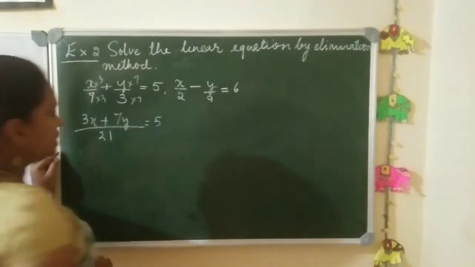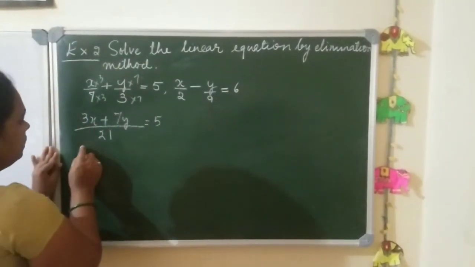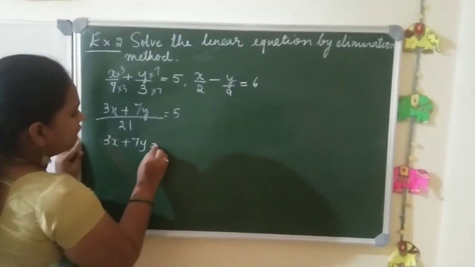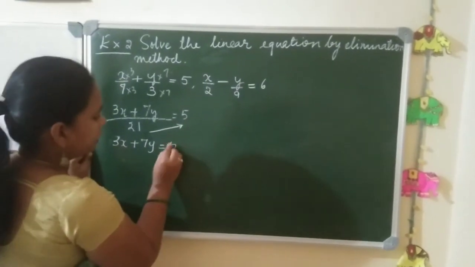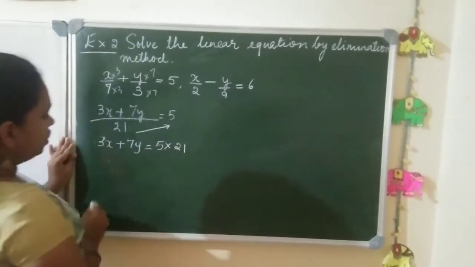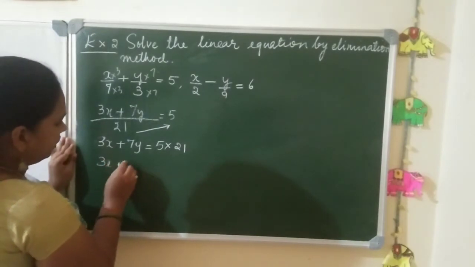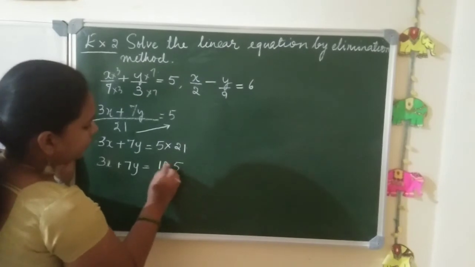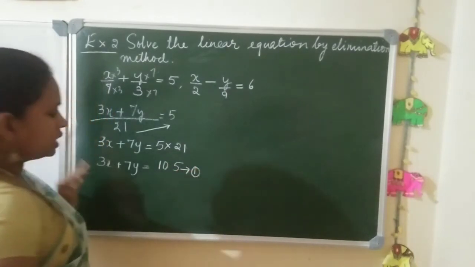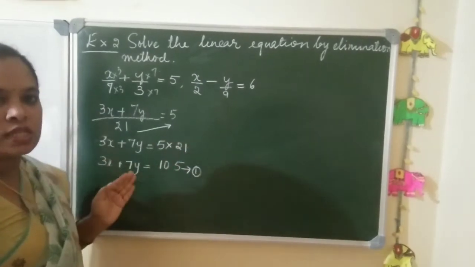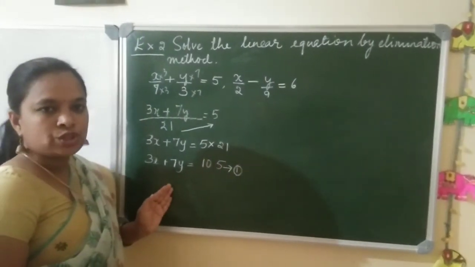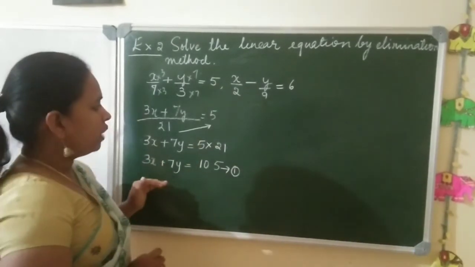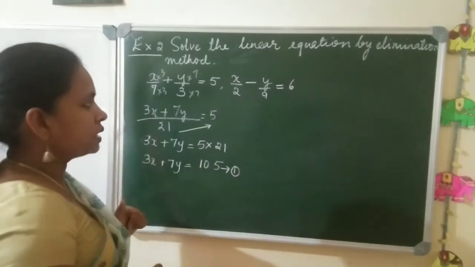So now when you see here, this is 3x plus 7y equals, you shift this 21 to the other side. It is 5 into 21. So it will be 3x plus 7y equals 5 ones are 5 and 5 twos are 10, so 105. So this is the first equation. This is how you used to solve. In the previous video I have shown you how to solve this type of simple linear equation. So you have to do one step ahead in this type of problem.